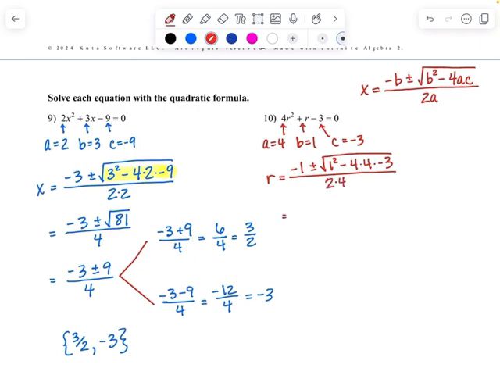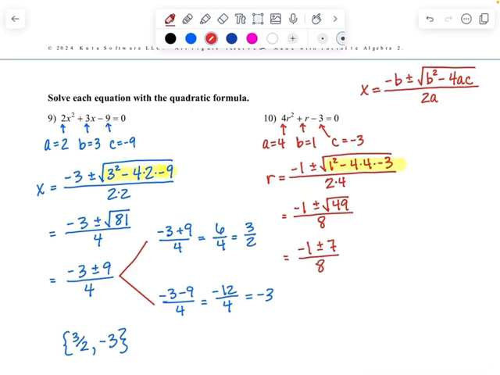Let's start simplifying things. I have my negative 1 plus or minus the square root of. Well, let's simplify what 1 squared minus 4 times negative 3 is. Type that into your calculator, and you'll get 49. Negative 1 plus or minus the square root of 49, all over 2 times 4, that happens to be 8. I know the square root of 49 is 7. So now my equation becomes this simple: negative 1 plus or minus 7 on top, 8 down below.